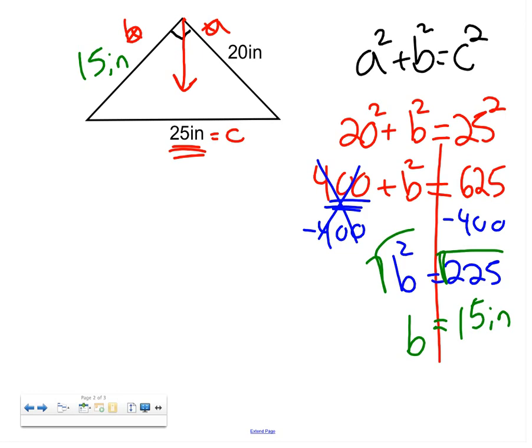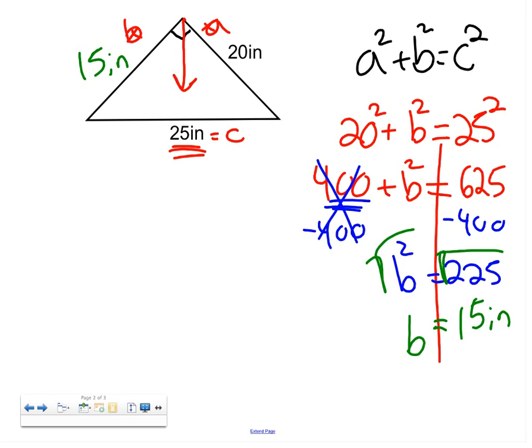So again, we can do my quick check here. My hypotenuse should always be the longest side. My b value is 15. That is definitely less than 25, so everything is good there. Okay, my hypotenuse is still the biggest side. If I had a b value of 30, then we'd have a problem, because now I have one of my legs being bigger than the hypotenuse. So I have to go back and check my work.